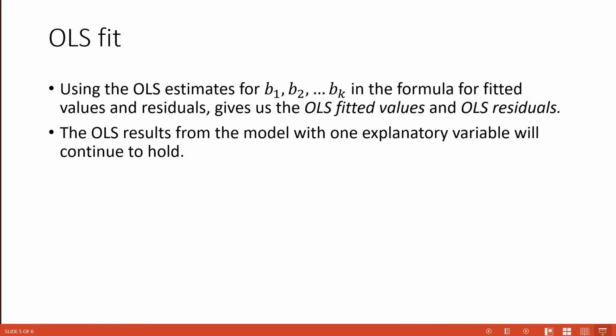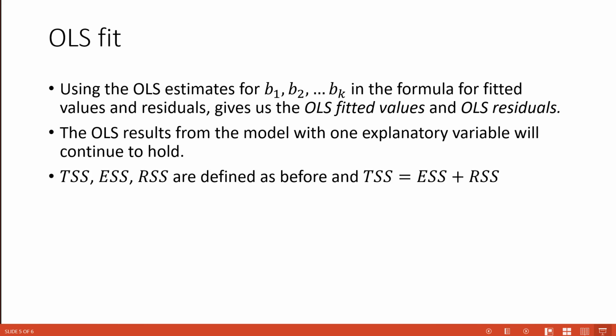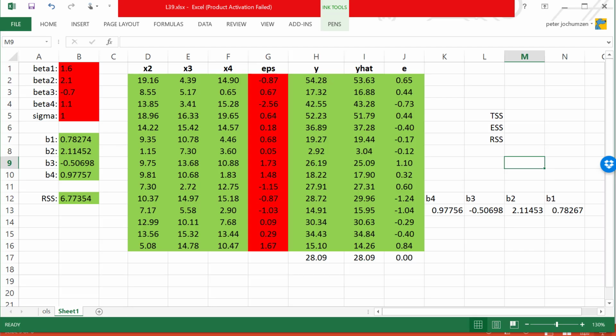In the one variable case, we had the terms TSS, ESS, and RSS, where TSS was the total sum of squares, explained sum of squares, and residual sum of squares. And TSS was the sum of ESS and RSS, and we interpret that as the total variation in the data is the sum of what we can explain with the model and what we cannot explain. That's still going to hold in this case.